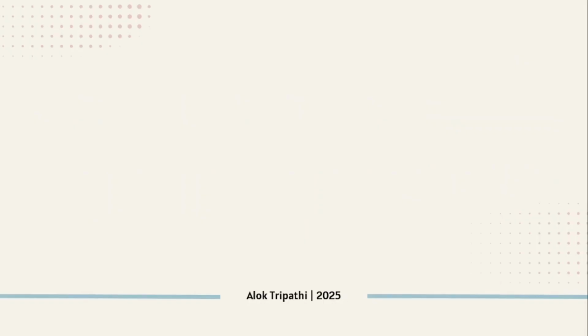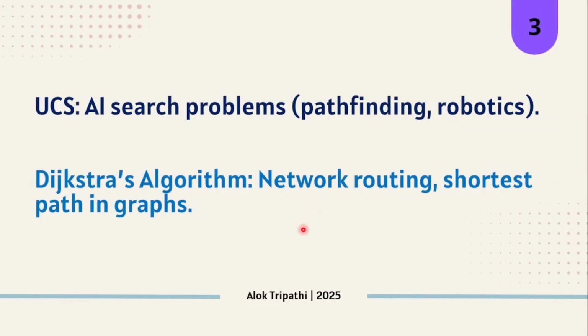The third point of difference is their application. So, uniform cost search is an AI algorithm. So, it is used in AI search problems such as path finding and robotics. Whereas Dijkstra's algorithm is used for network routing and finding the shortest path in graphs. Now, after seeing the points of difference, it's time to see the points of similarity.